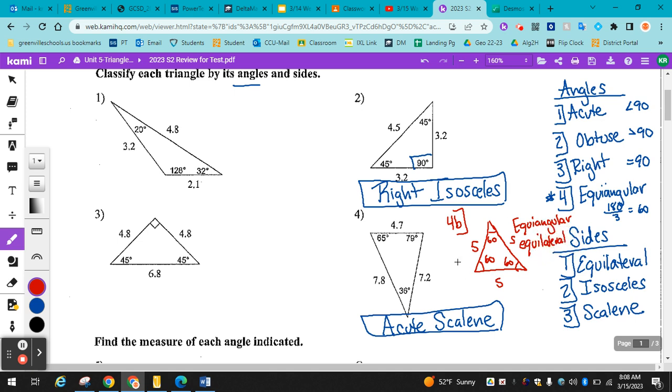I just wanted to show you an example of that. These are kind of a package deal. It can't be equal angular without being equilateral.